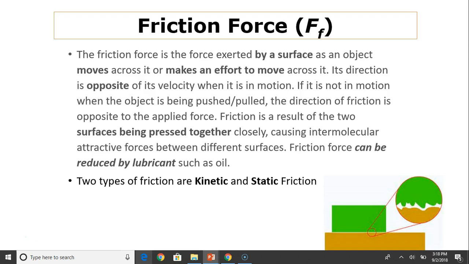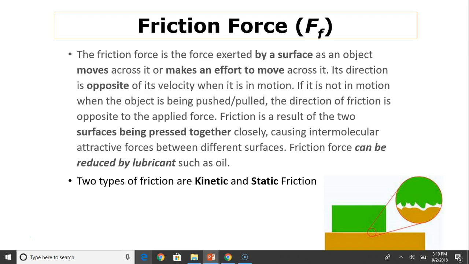The friction force is the force exerted by a surface as an object moves across it or makes an effort to move across it. Its direction is opposite of its velocity when it is in motion. If it is not in motion when the object is being pushed or pulled, the direction of friction is opposite to the applied force. Friction is a result of two surfaces being pressed together closely, causing intermolecular attractive force between different surfaces. Friction force can be reduced by lubricant, such as oil.